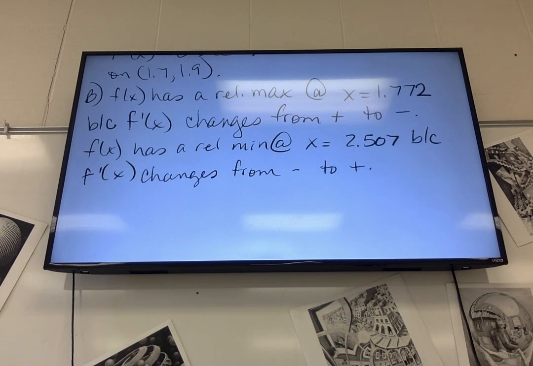Is it enough to say change of sign? No, because that doesn't show if it's positive or not. It won't tell you if it's a max or a min. Now, if it was just, is it a point of inflection, changing sign's enough. But that's not what it is.